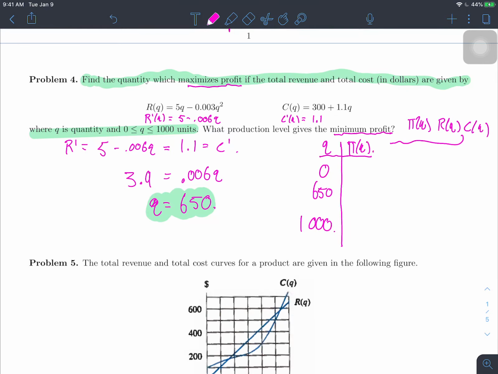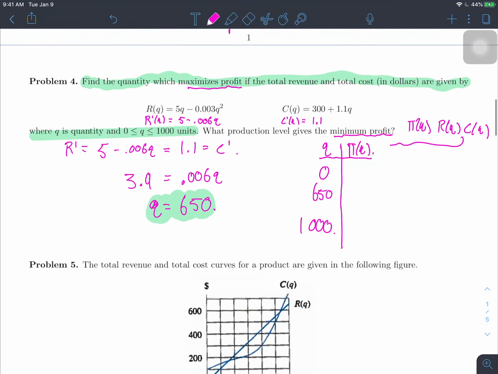Okay, so now I need to plug into the pi of q function, which, why don't we just write down what it is? It's going to be r of q minus c of q. So we get negative 0.003 q squared plus 3.9 q minus 300. Okay, so if we plug in 0, we're going to get negative 300.